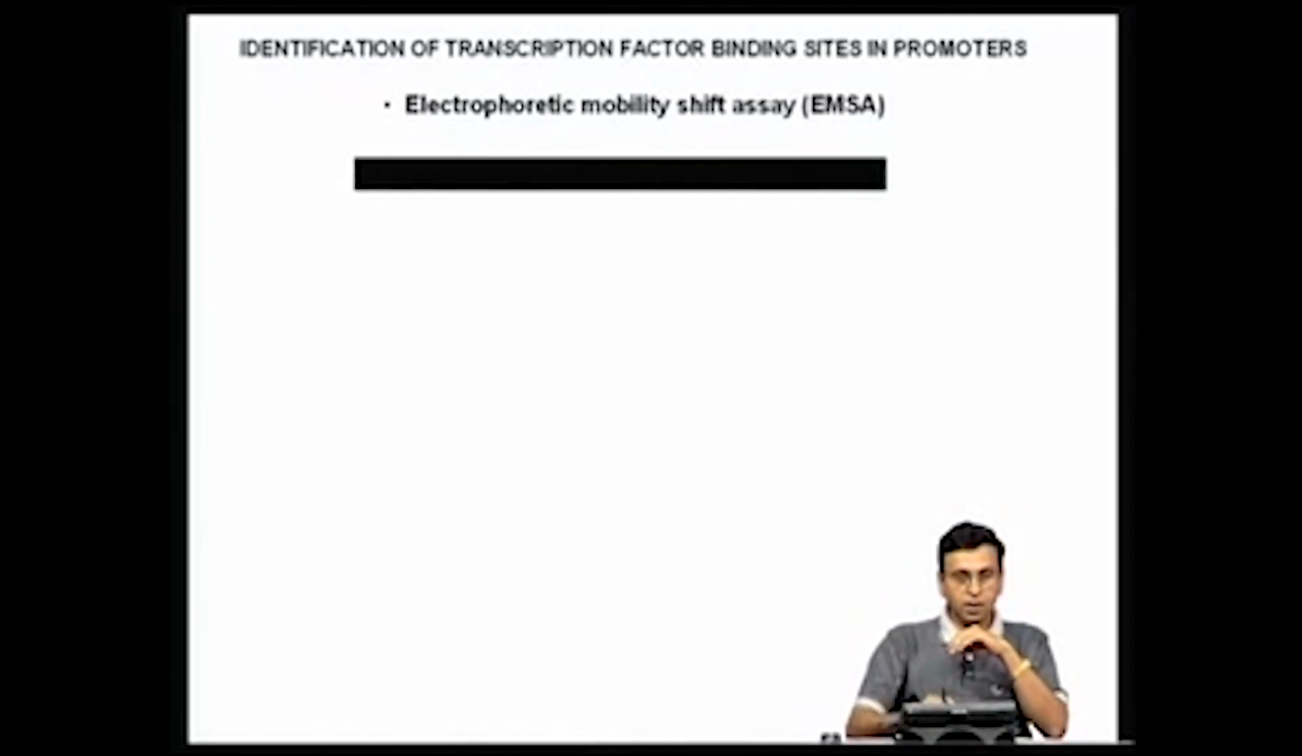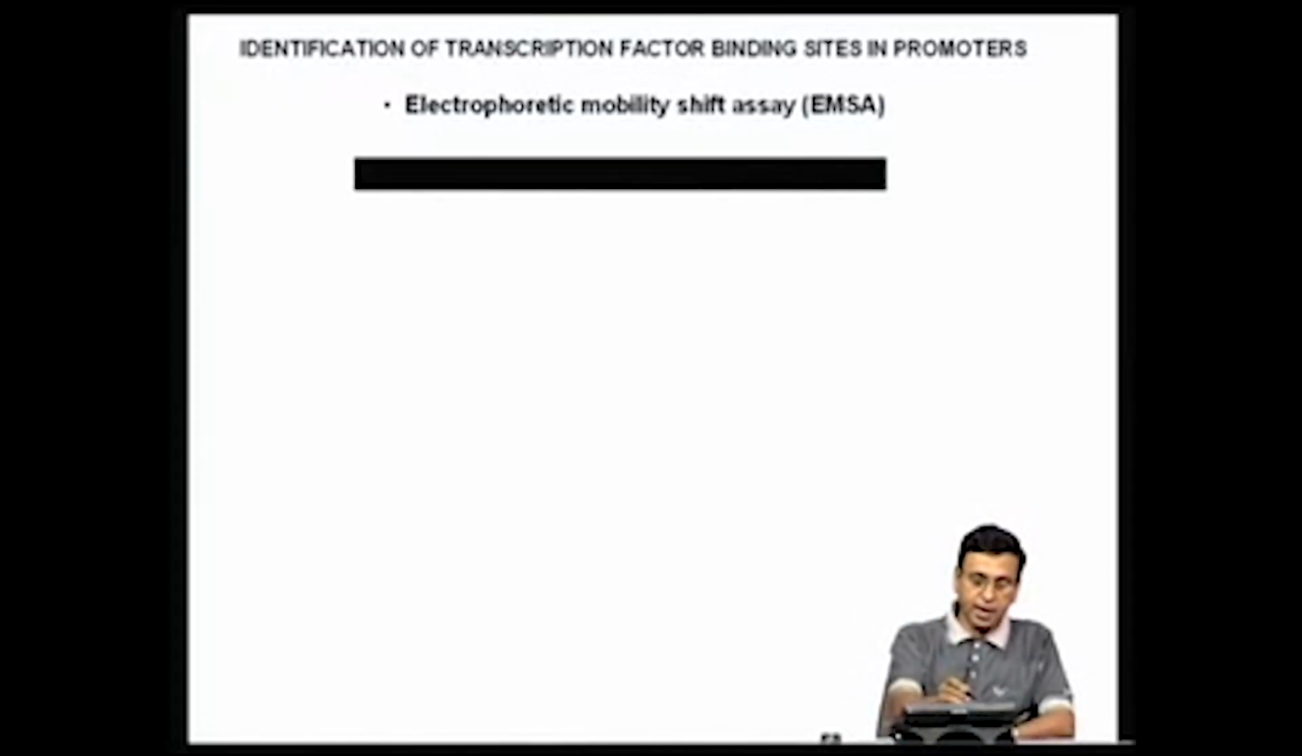the promoter regions. One of the very popular assays that people use for identifying the various promoter regions which are essential for binding to protein factors is called the electrophoretic mobility shift assay. It is very popular, known as EMSA. EMSA, electrophoretic mobility shift assay. Now let us understand what this EMSA actually is.